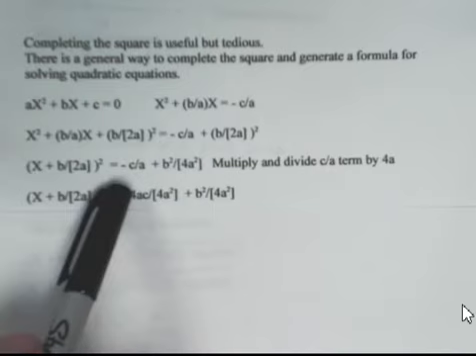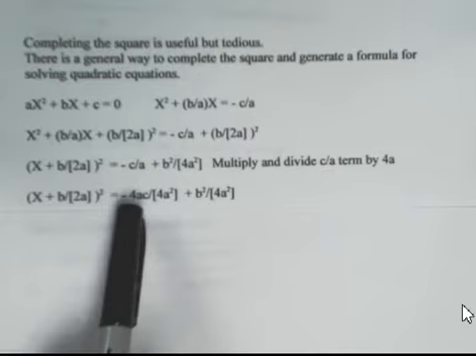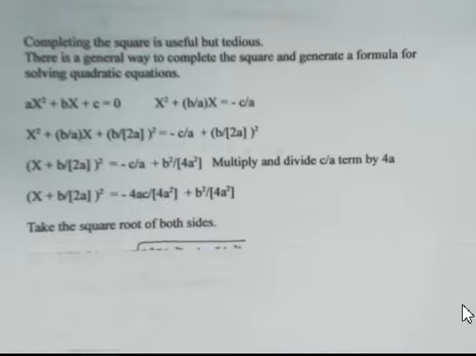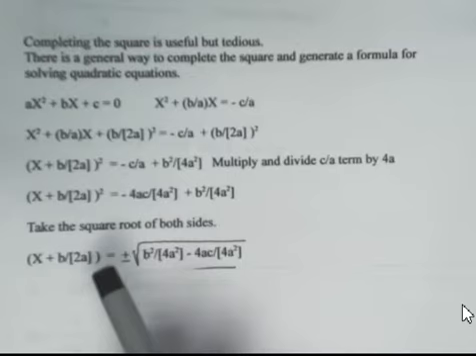I want to add these two terms together. I need a common denominator to do that, so I'm going to multiply this minus c over a term by 4a, both on the numerator and the denominator. So we have minus, instead of just c, we have minus 4ac. Instead of a in the denominator, we've got 4a times a, that's 4a squared. And now these match and they can be added.